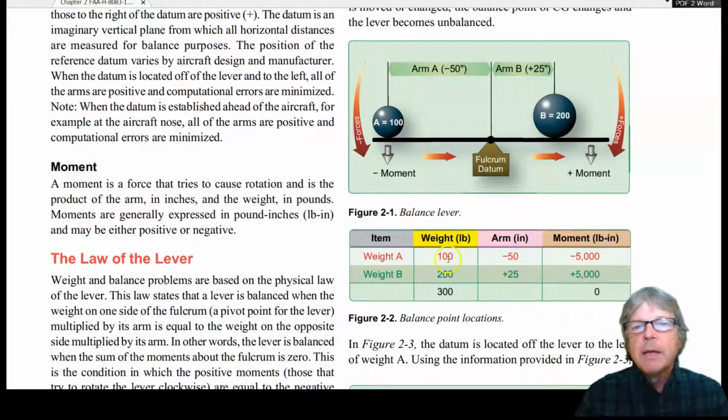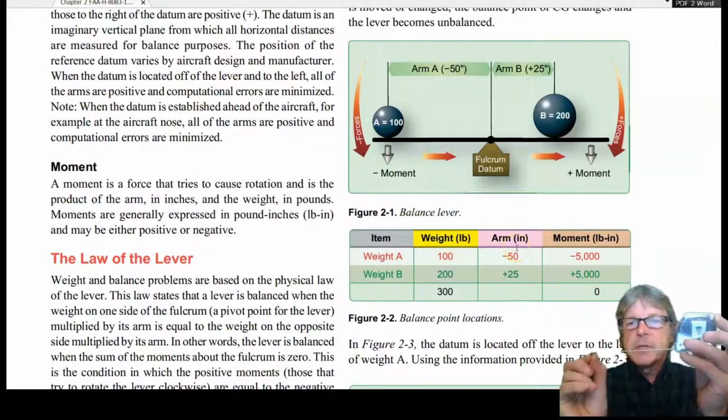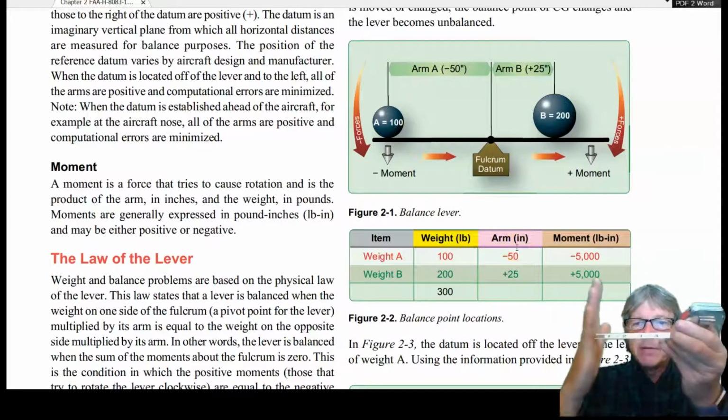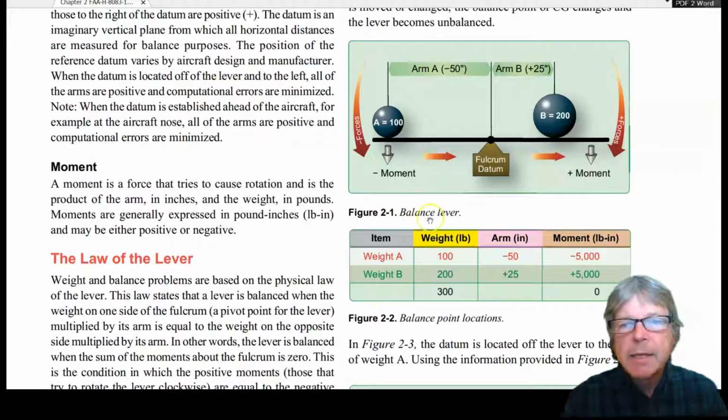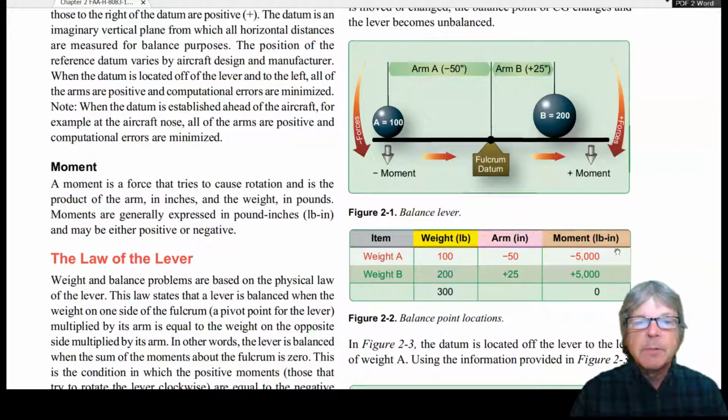It just makes it easier to figure out where we're talking about. So if we take 100 times negative 50, we get negative 5,000. This is just weight times arm equals moment. And as you can see here, the moment is a product, this times this, and that's called a product. But it's actually a force. It's expressed in pound-inches. Arm is expressed in inches. Arm is a distance. Remember my datum: my datum is the end of the tape measure. And weight is expressed in pounds. So pounds times inches equals pound-inches, or inch-pounds, whatever you want to call it.